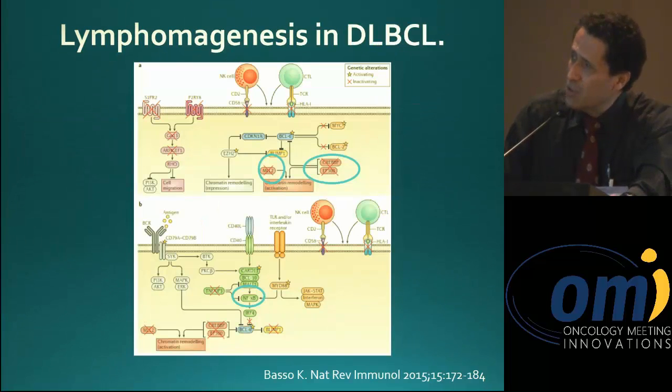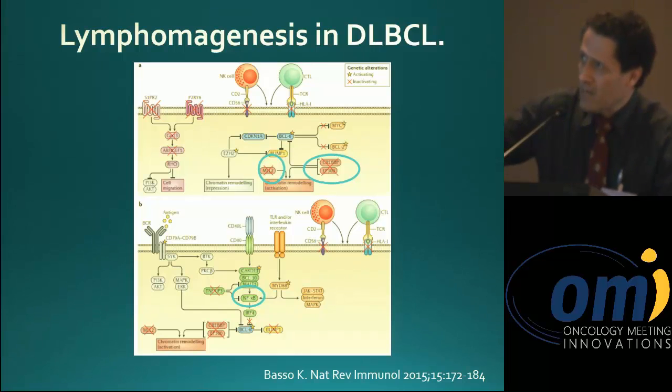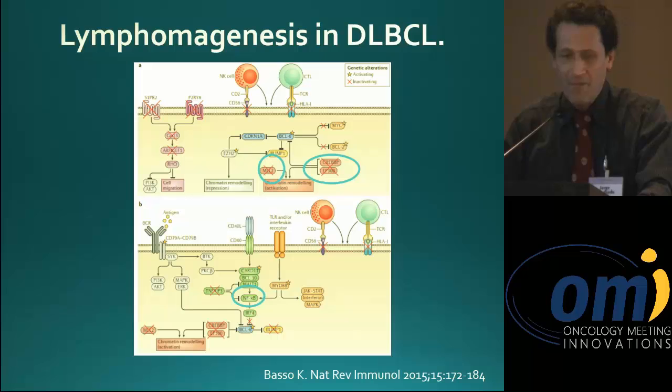In the case of diffuse large B-cell lymphoma, the so-called germinal center B-cell lymphoma is also explained by the inhibition of some methyltransferase at the level of epigenetics. And in the case of ABC diffuse large B-cell lymphoma, by constitutive activation of NF-kappa B.